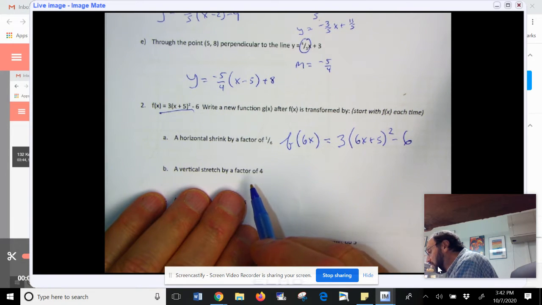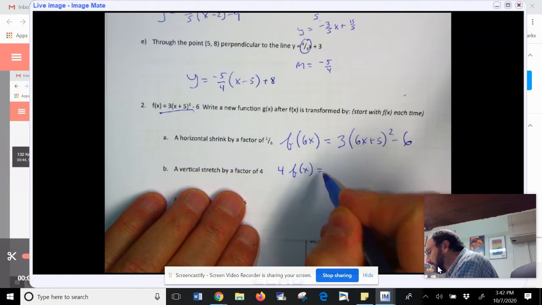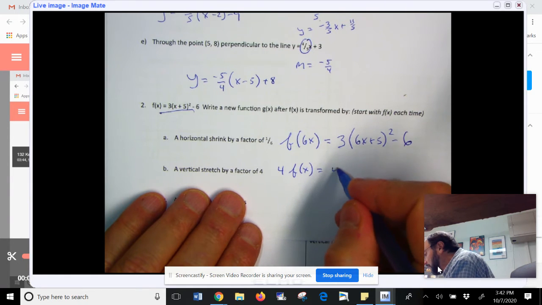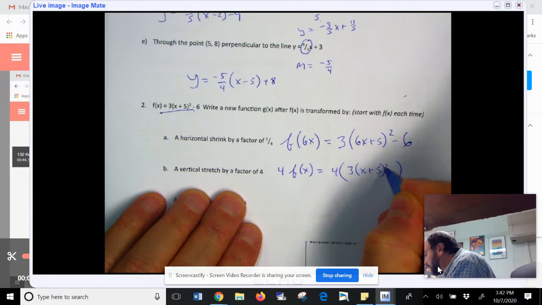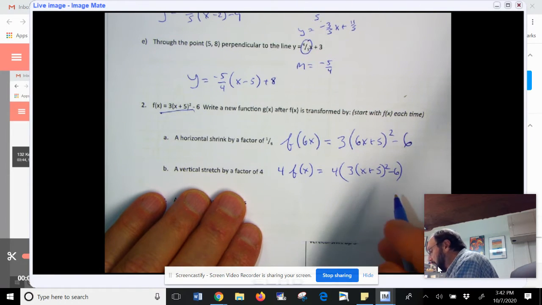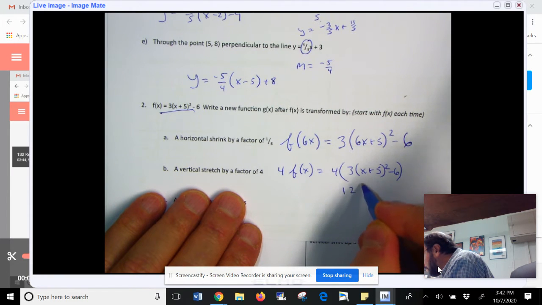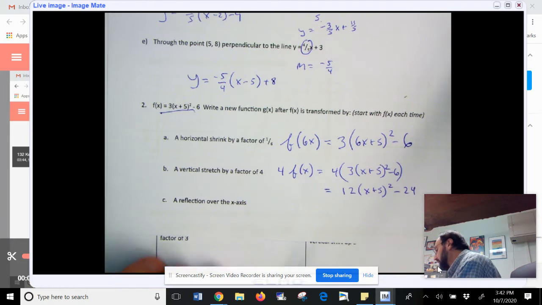B is a vertical stretch by a factor of 4. So what that's asking is for us to put the 4 out in front of f of x. So 4 times that thing would be 4 times the original problem, 3 times (x plus 5) quantity squared minus 6. It would be nice to get rid of some of those parentheses, so I'm going to write 4 times 3 is 12. (x plus 5) quantity squared doesn't change, but 4 times negative 6 makes negative 24. So our new function is 12 times (x plus 5) quantity squared minus 24.